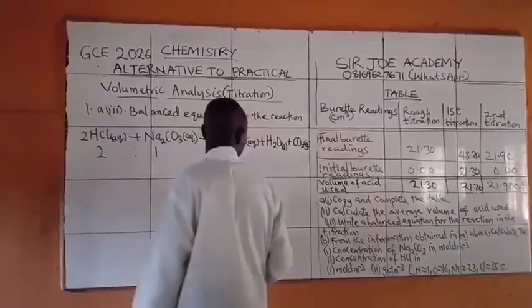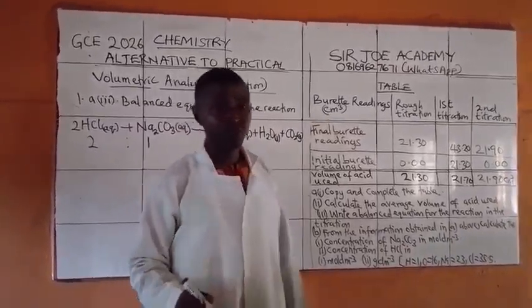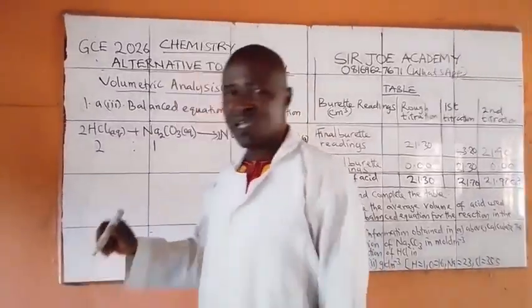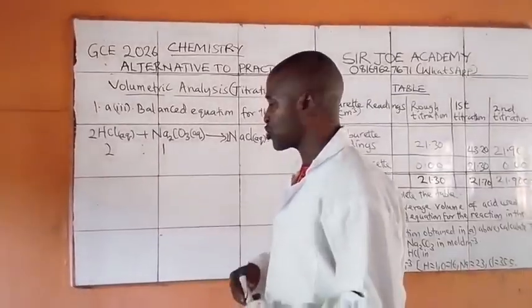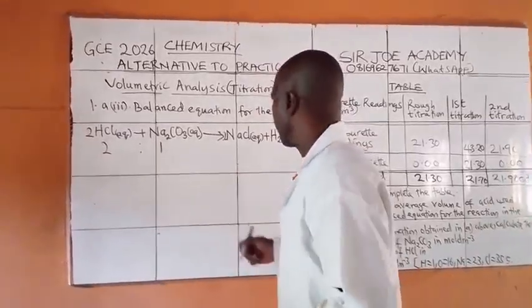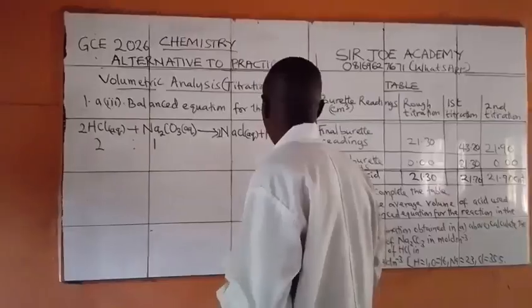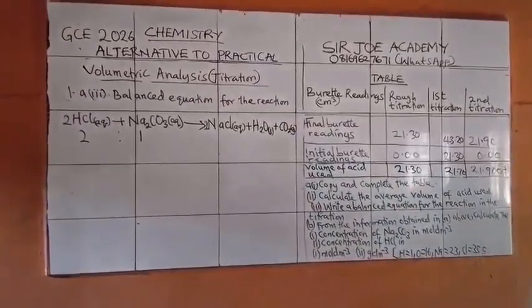Then we move to, and notice that the indicator for this particular titration is methyl orange. It's methyl orange.